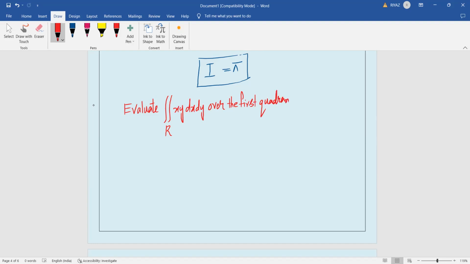How many quadrants are there in the circle? Four quadrants, four.